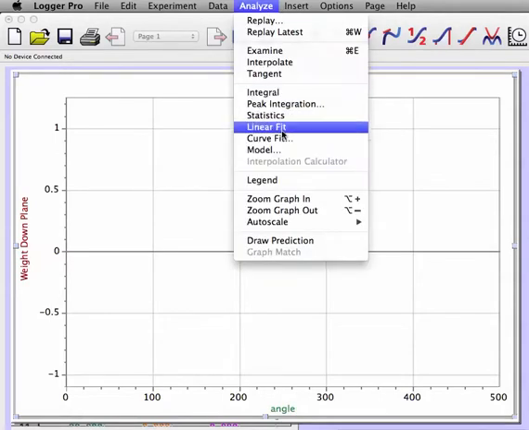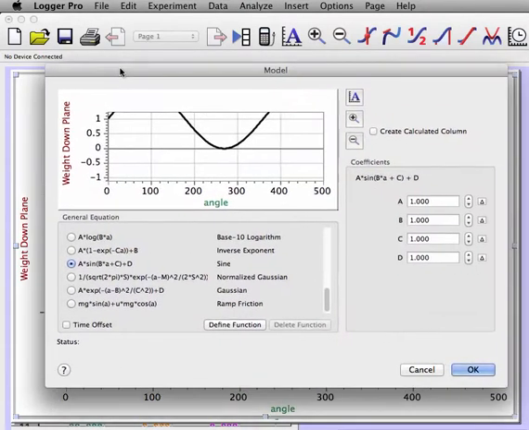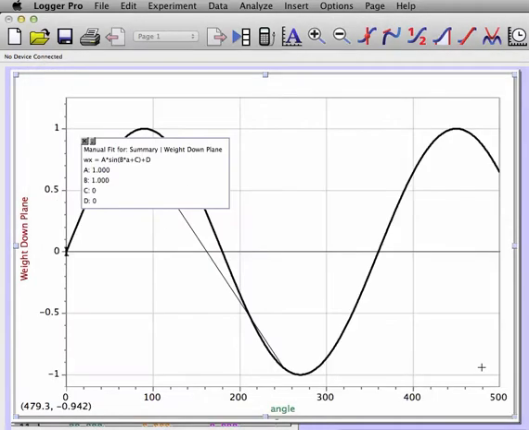We said that if we go to Analyze and Model, the component of weight down the plane is mg sine theta. So in this case right here, I'm going to choose the sine function, and I'm going to go ahead and just set some numbers here to 0. I'm going to set this c term to 0. We don't need that, and we don't need this term right there. And you can kind of see here that I have what would be considered a normal sine function, a sine wave. And I'm going to go ahead and accept that.